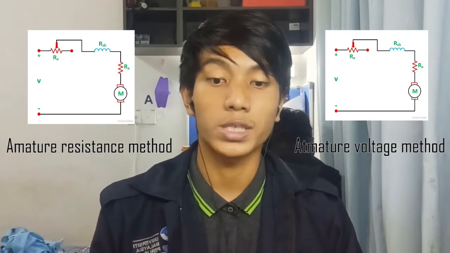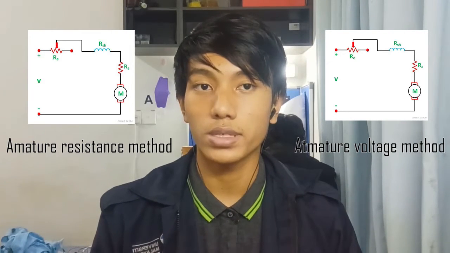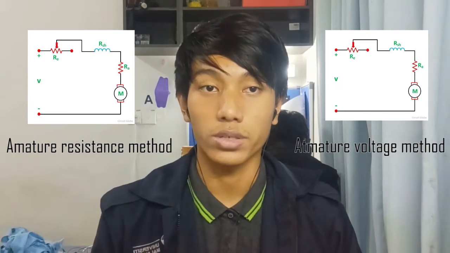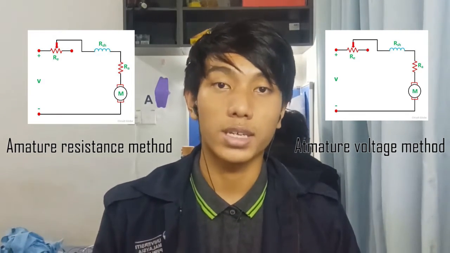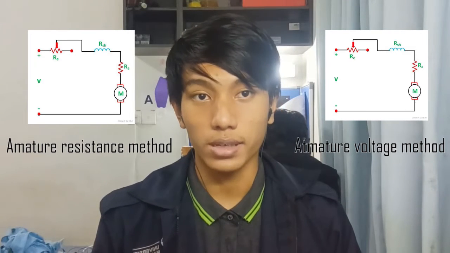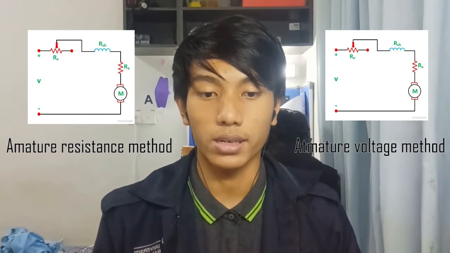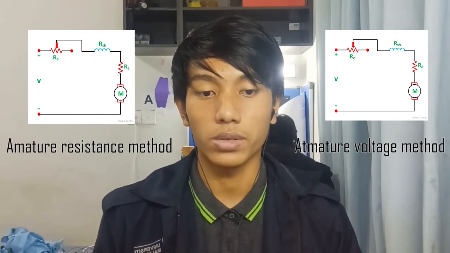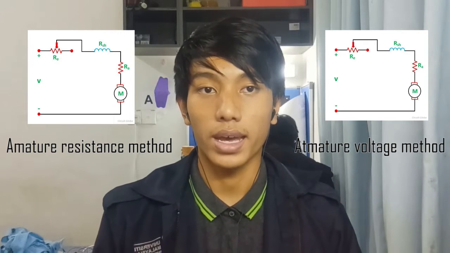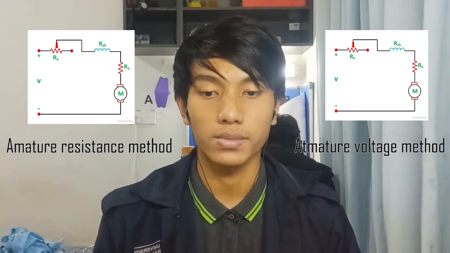Now, for the voltage method, for the series type, they basically use a variable voltage source, the same as the resistance type before. That is for the series type. While for the shunt type, it is called the Ward-Leonard technique, where basically the DC supply is coupled to the shunt field winding, and the speed is controlled by the output of the voltage generator.